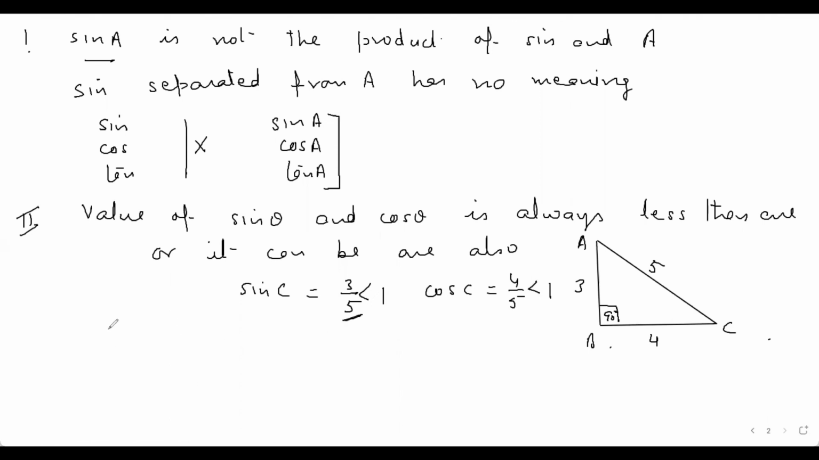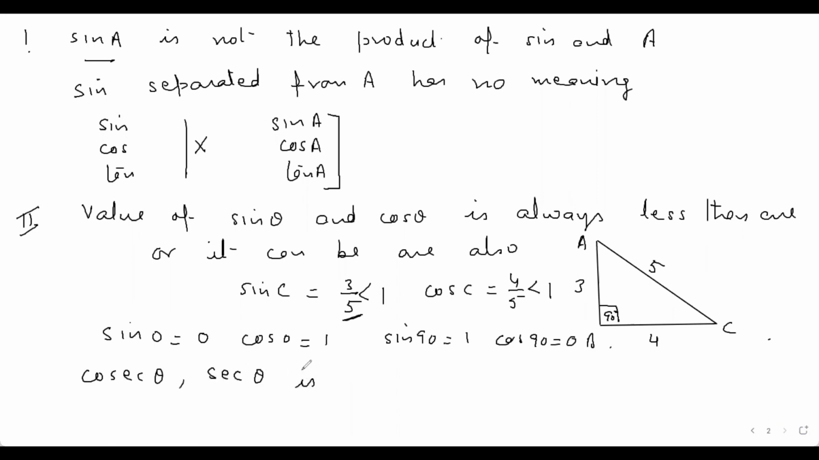Now in the next video, I'll explain sin 0 is 0, cos 0 is 1, sin 90 is 1, cos 90 is 0. So this value can be 1 also. But the value of sin theta and cos theta is always less than 1 or equal to 1. Similarly, the value of cosec theta or sec theta is always greater than 1 or equal to 1.